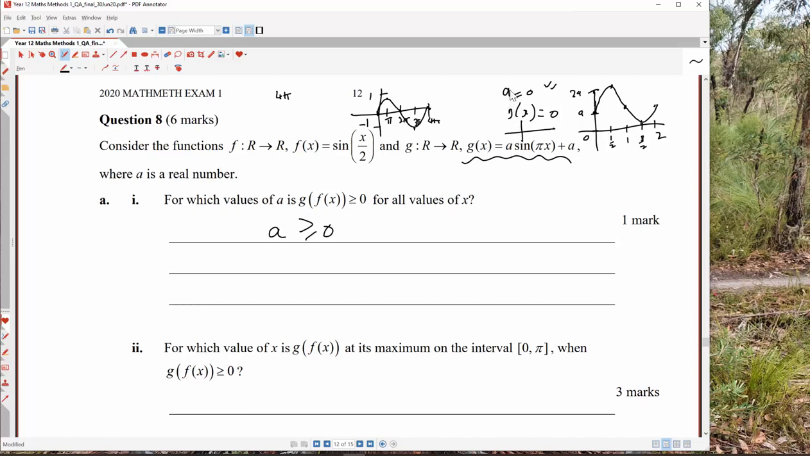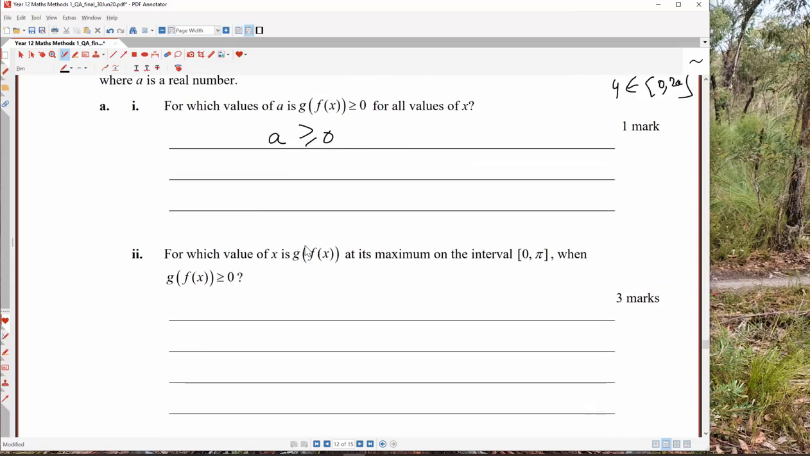And for any value of a more than 0, what it's going to do is translate up a units and then max at 2a and min at 0. So our range is going to be y is an element of 0 to 2a. All right, so yeah, it's going to be a greater than or equal to 0.